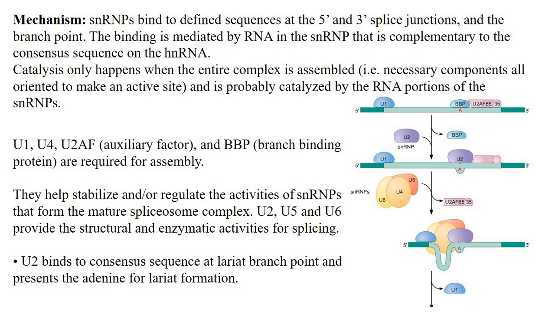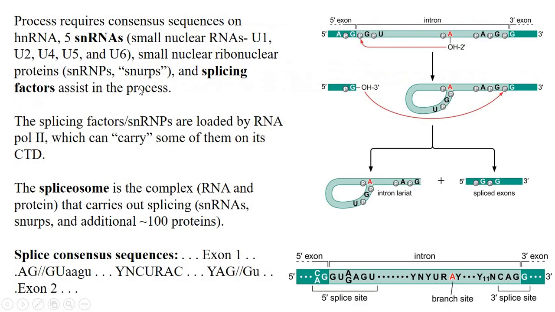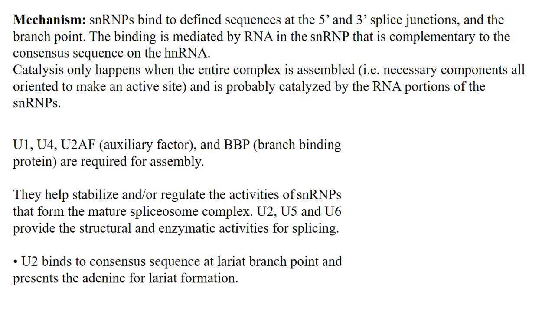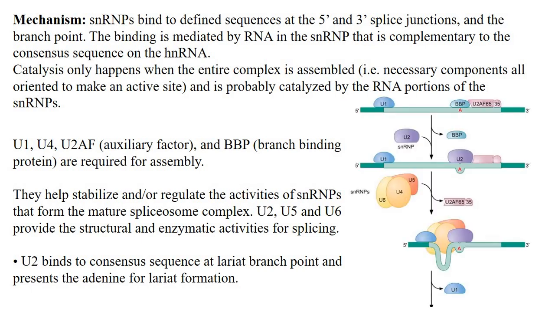So remember, those SNRPs are RNA protein. That's what a SNRP is. This is a small ribonuclear protein. These are proteins that have RNA sequence associated with them. So these RNA sequences are complementary to the consensus sequence on this heterogeneous RNA, or hnRNA. These find this consensus sequence and bind to it.